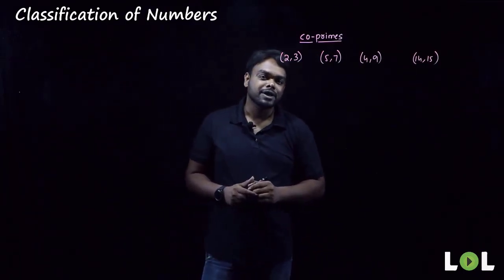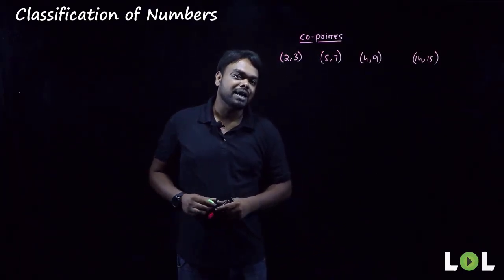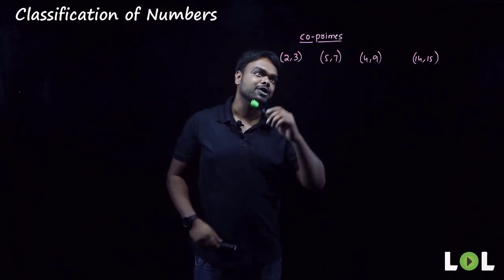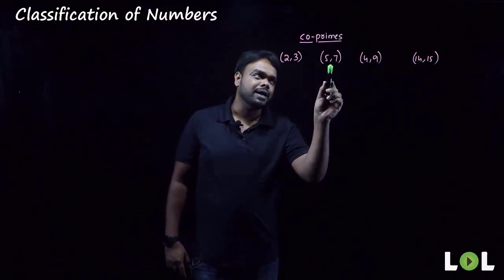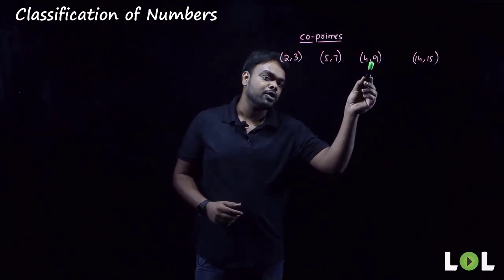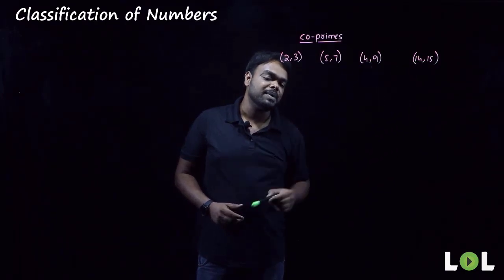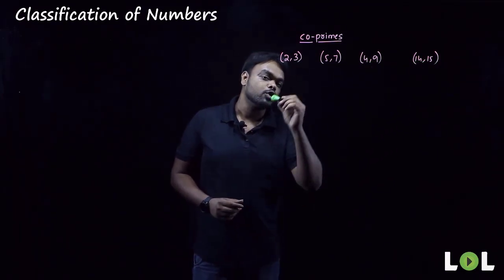Now, can you observe anything? Well, you might be thinking, coprime numbers are 2 prime numbers. Here it is right, here it is right. But here, neither of them are prime numbers. Here also, neither of them are prime numbers. So, what are coprime numbers?